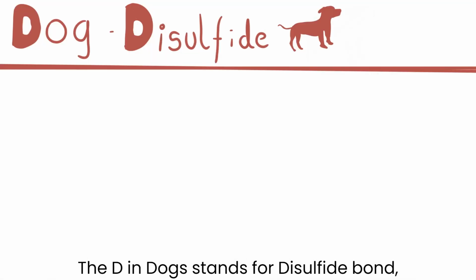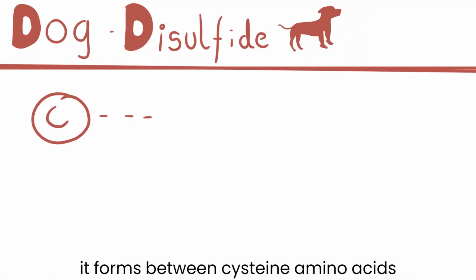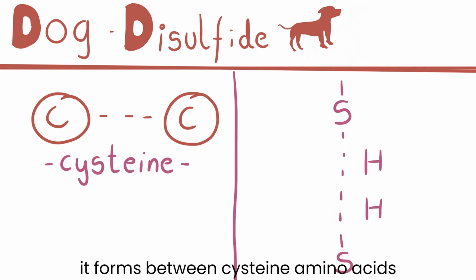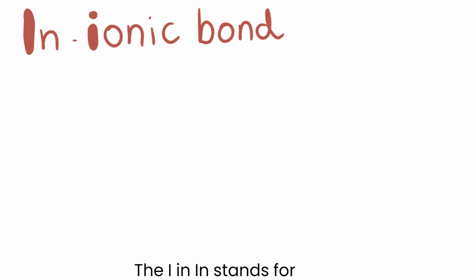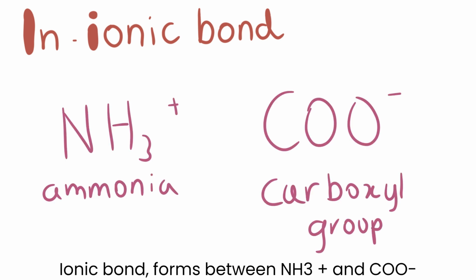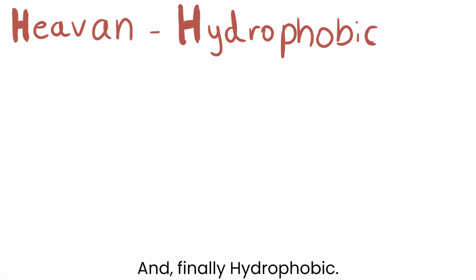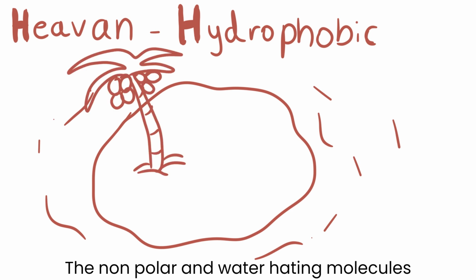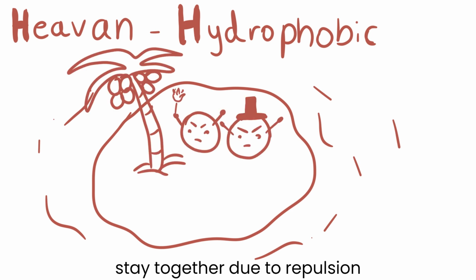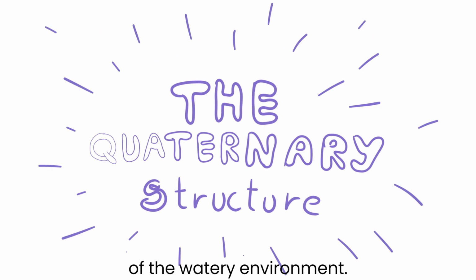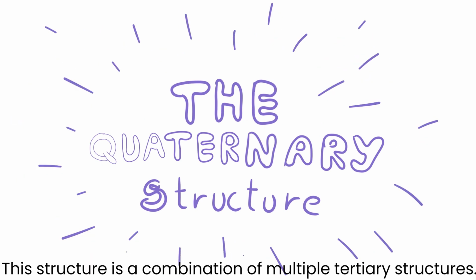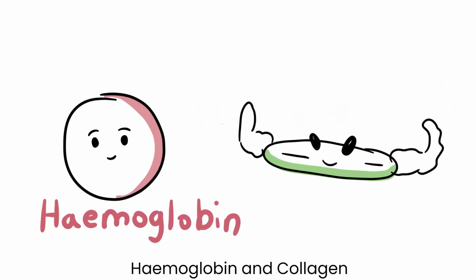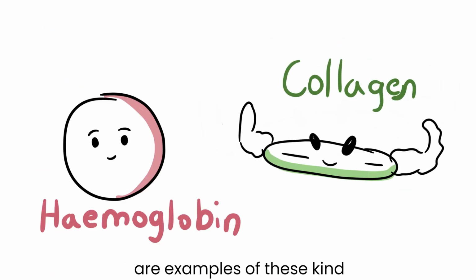The D in dogs stands for disulfide bond. It forms between the cysteine amino acids where the hydrogen atoms in the molecules are excluded. The I in in stands for ionic bond that forms between the NH3 plus and COO minus. And finally, hydrophobic. The nonpolar and water-hating molecules stay together due to repulsion of the watery environment. Here we come to the last structure of the protein, the quaternary structure. This structure is a combination of multiple tertiary structures. Hemoglobin and collagen are examples of this kind.